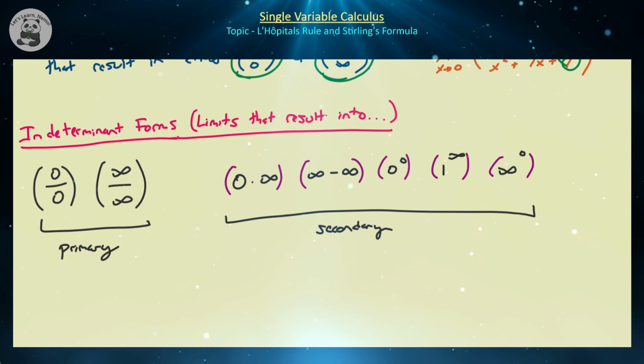Now, why do we call these indeterminate forms? Keep in mind, we're talking about limits that result in these particular expressions. So 0 times infinity is not equal to 0. Infinity minus infinity is not equal to 0.